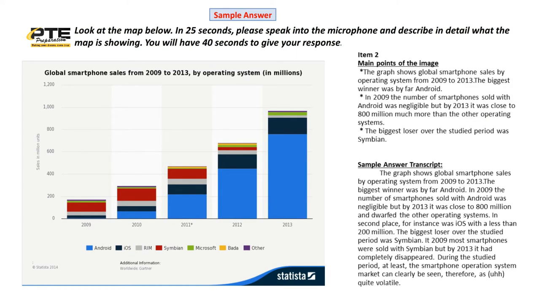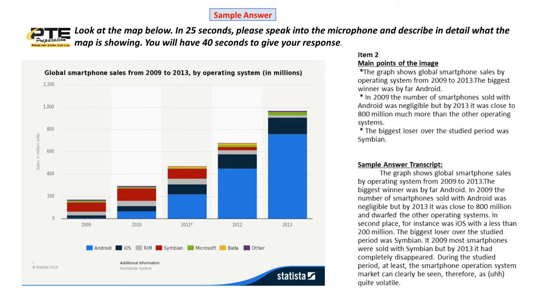The graph shows global smartphone sales by operating system from 2009 to 2013. The biggest winner was by far Android. In 2009, the number of smartphones sold with Android was negligible, but by 2013 it was close to 800 million and dwarfed the other operating systems. In second place, for instance, was iOS with less than 200 million.